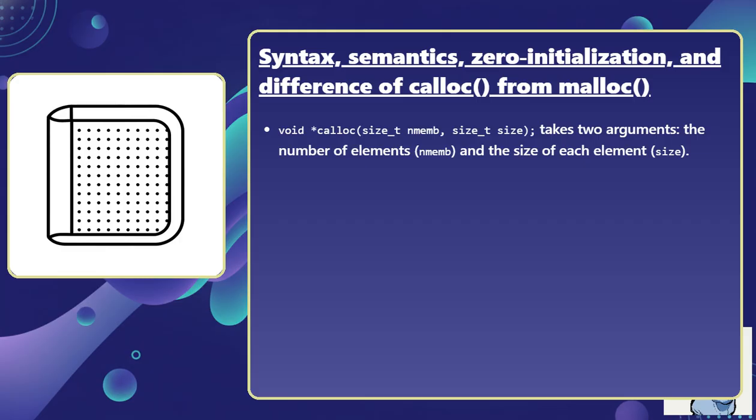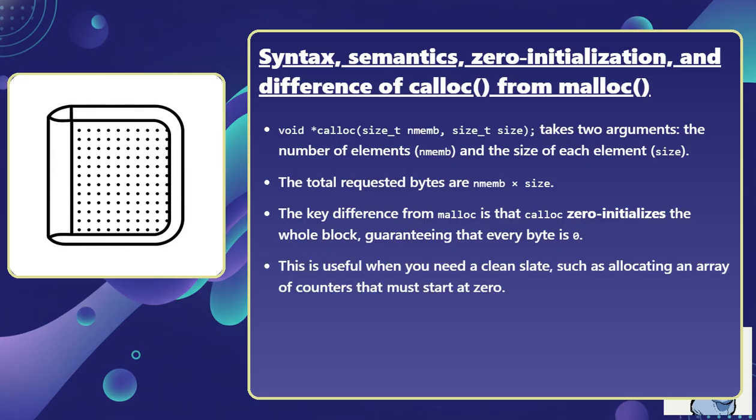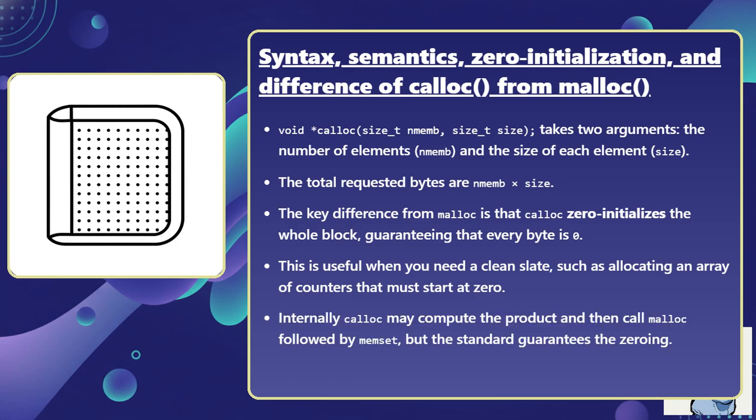Void star calloc open parenthesis size_t n_mem comma size_t size close parenthesis semicolon takes two arguments: the number of elements n_mem and the size of each element size. The total requested bytes are n_mem times size. The key difference from malloc is that calloc zero-initializes the whole block, guaranteeing that every byte is 0. This is useful when you need a clean slate, such as allocating an array of counters that must start at 0. Internally, calloc may compute the product and then call malloc followed by memset, but the standard guarantees the zeroing.